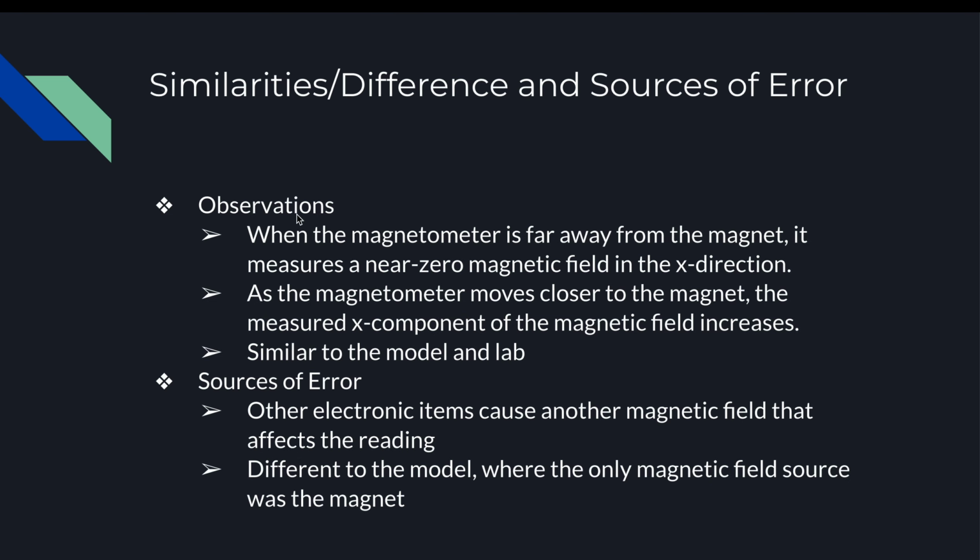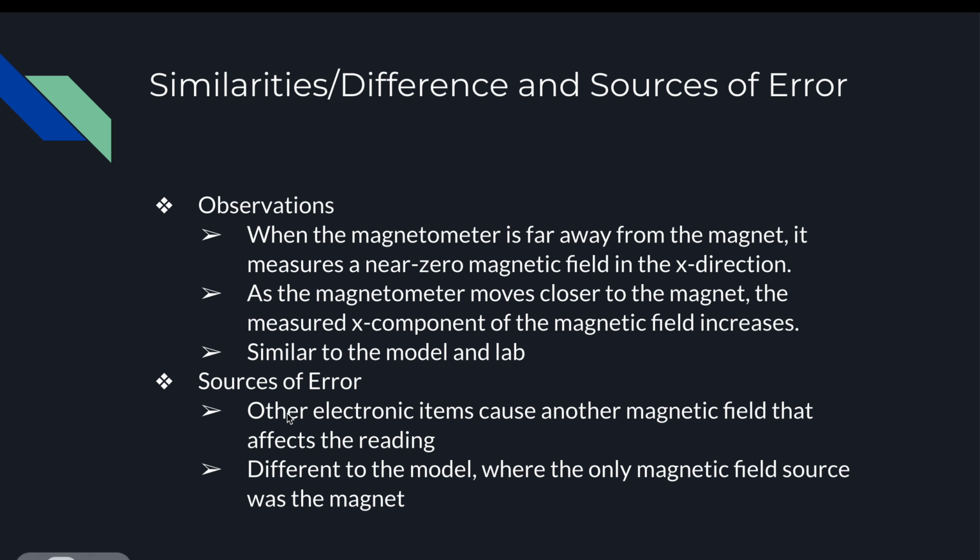All right, similarities. My observations were that when the magnetometer is far away from the magnet, it measures a near zero magnetic field in the x direction. As the magnetometer moves closer to the magnet, the measured x component of the magnetic field increases.